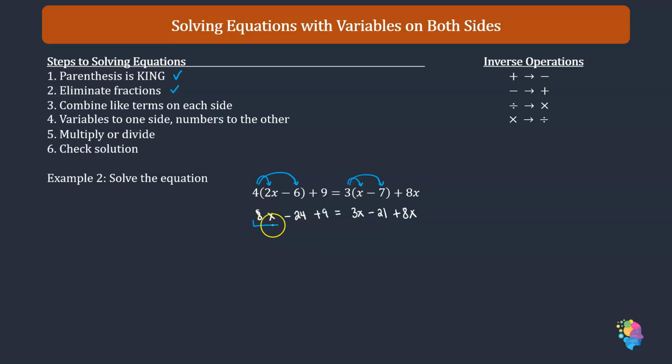For example, on the left side, I can combine the minus 24 with the positive 9. And on the right side, I should be able to combine the 3x with the 8x. So that means that we have 8x, negative 24 plus 9 will be minus 15. 3x plus 8x, that's 11x. And then don't forget that minus 21. Step 3 is complete. Variables to one side, numbers to the other.